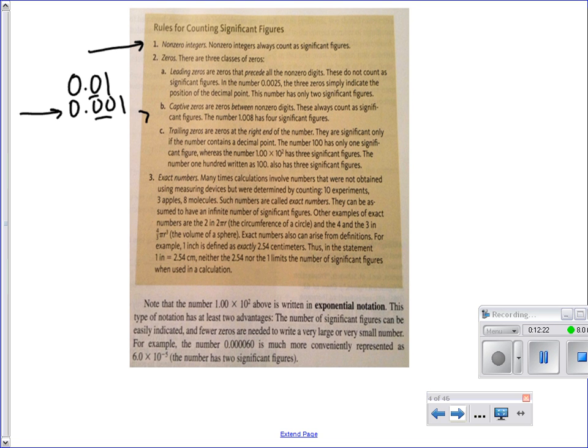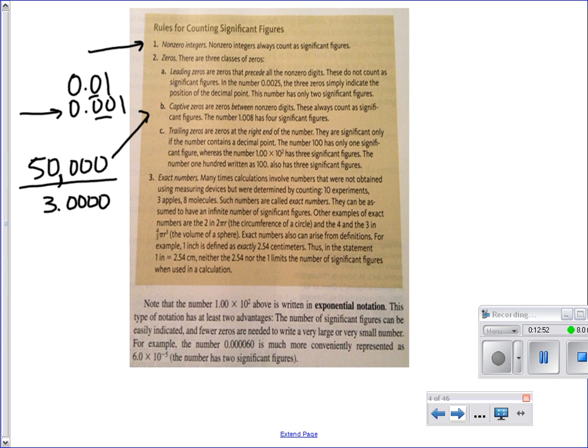All right, captive zeros. Captive zeros are considered significant. I call them sandwich zeros. If a zero is caught between two significant numbers, it itself is significant. All right, trailing zeros. You have two options. Those are trailing zeros, that's a comma, or, all right, trailing zeros without a decimal are not significant.